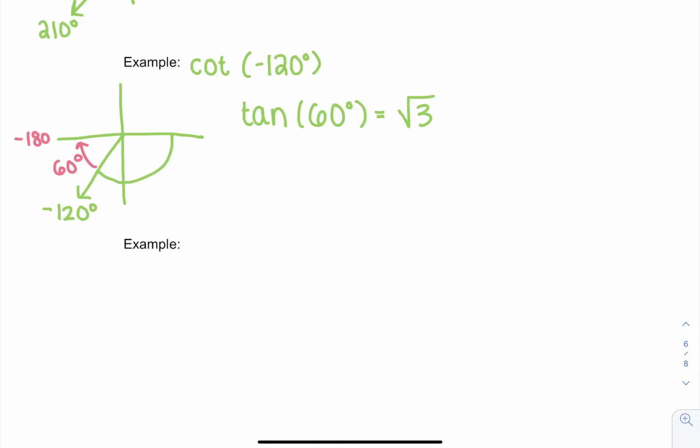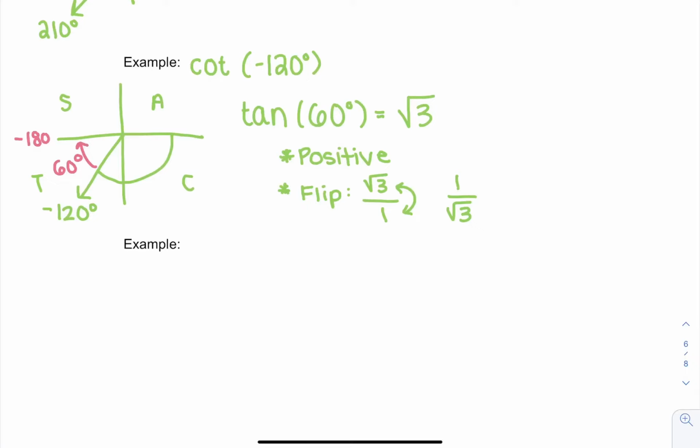Next up, we ask, in this quadrant that we're in, is tangent positive or negative? Well, if you remember, all students take calculus, in this third quadrant, tangent is positive. So cotangent's also positive. And last up, since we're working with cotangent, we have to remember to flip. So we have square root of 3, and remember that's really square root of 3 over 1. Now we flip, and we get 1 over square root of 3.